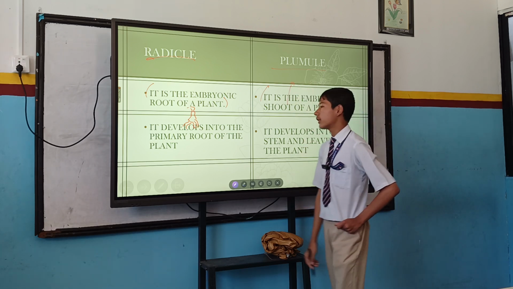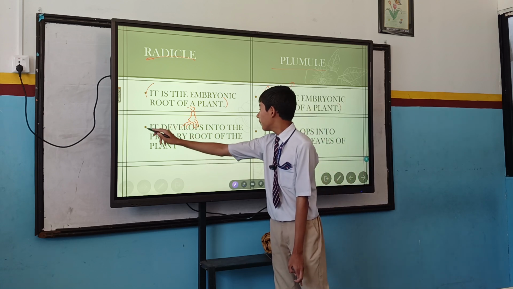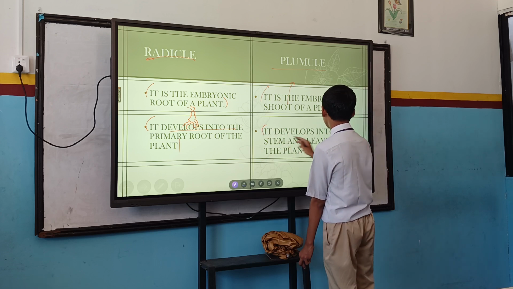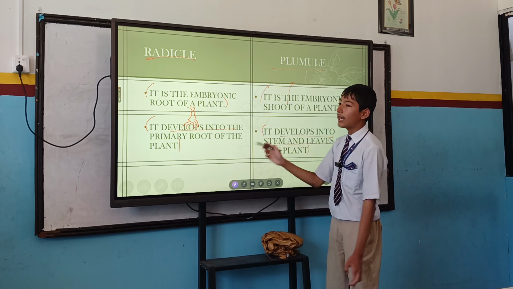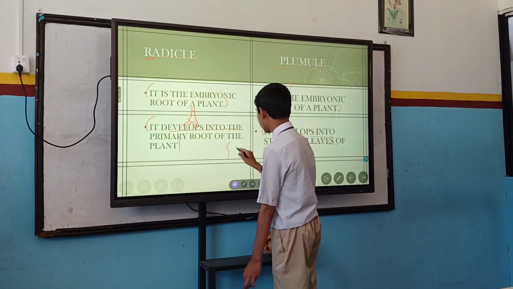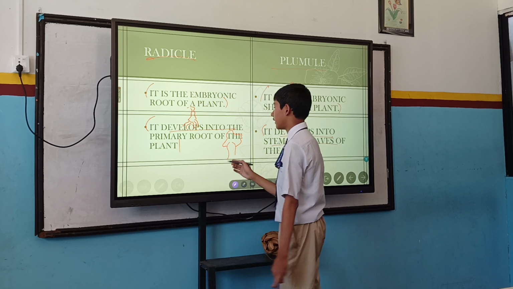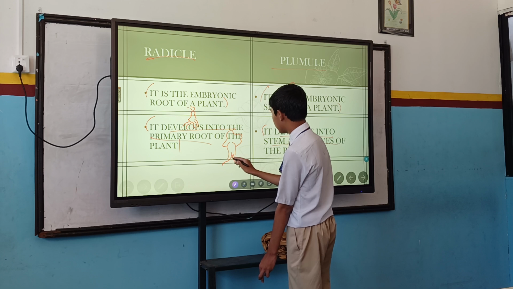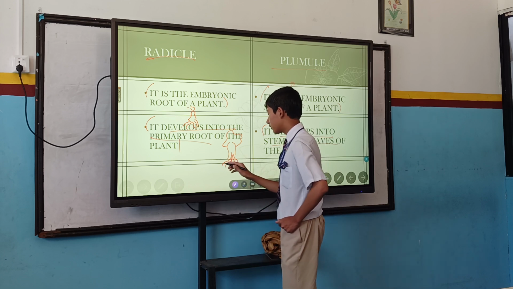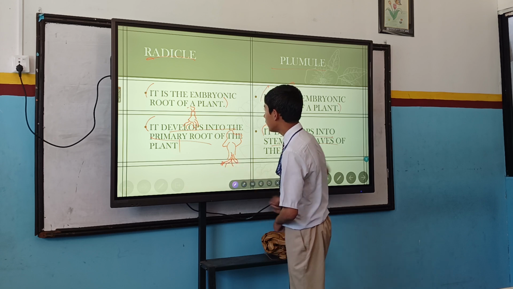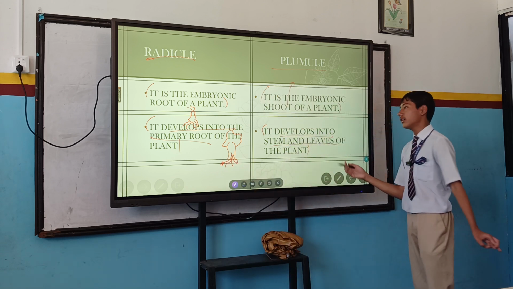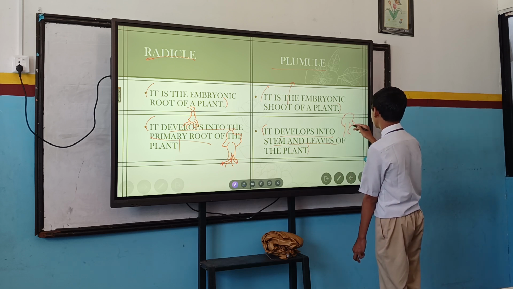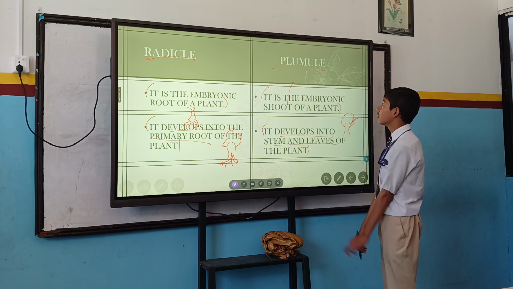The next point is that radicle develops into the primary root of the plant, and plumule develops into the stem and leaves of the plant. So if a plant is here, then the root, the radicle, develops into the primary root of the plant. The root will be here under the plant, so radicle is formed here, whereas plumule is different. The leaves and the stem of the plant, the plumule is formed there.